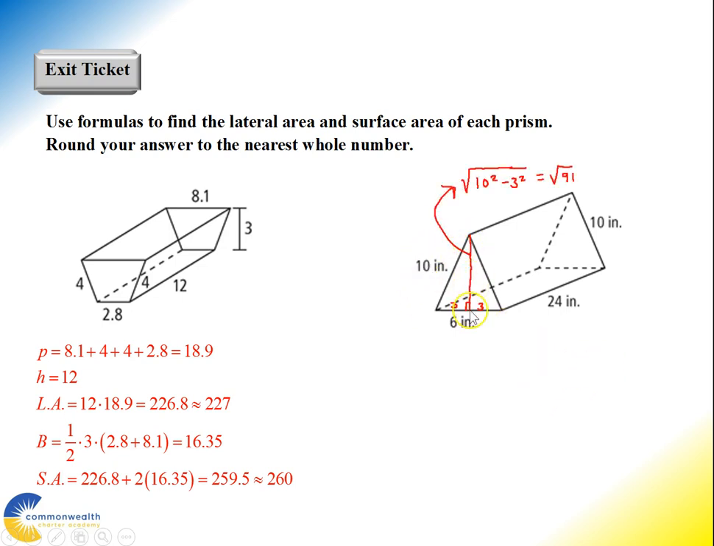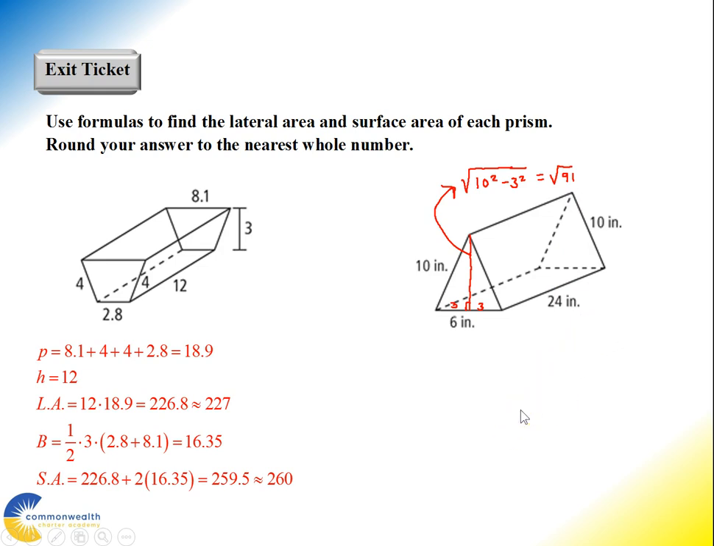If I draw an altitude here, it is an isosceles triangle, so these are both 10 inches. If I draw an altitude in, it's going to split this into 3 and 3. Then I use the Pythagorean theorem to figure out that the height of this triangular base, not the height of the prism, which is 24 inches, but the height of the base, is the square root of 91, which isn't a perfect square, so I'm just going to leave it as the square root of 91.